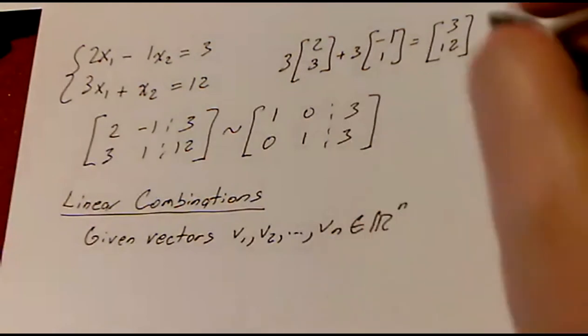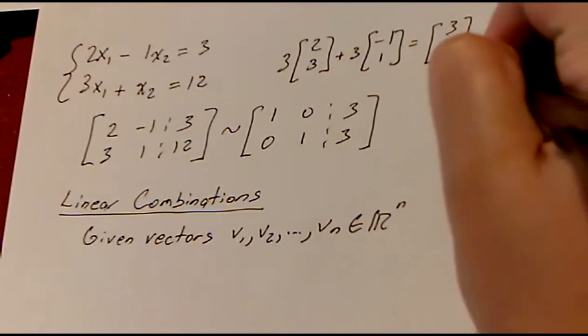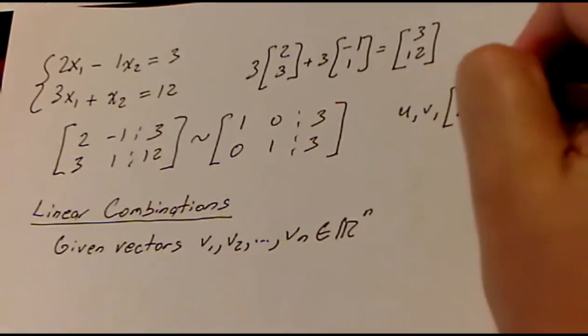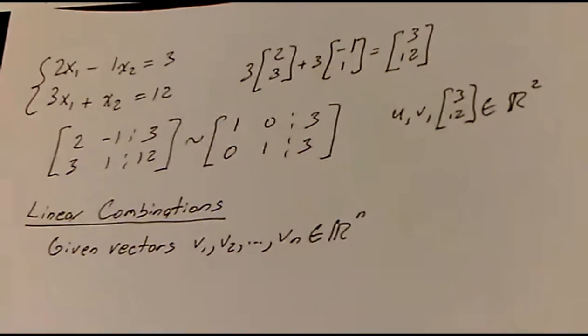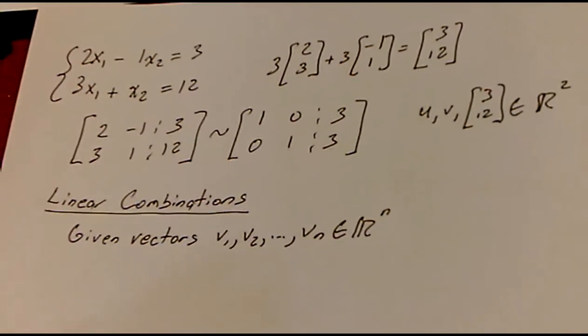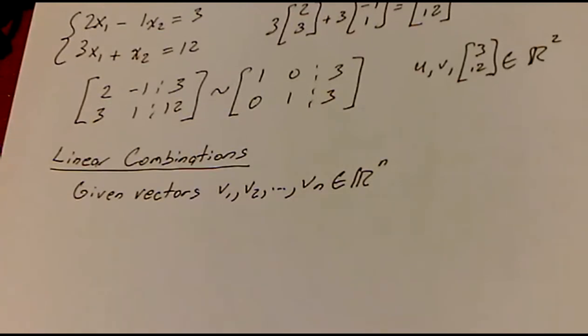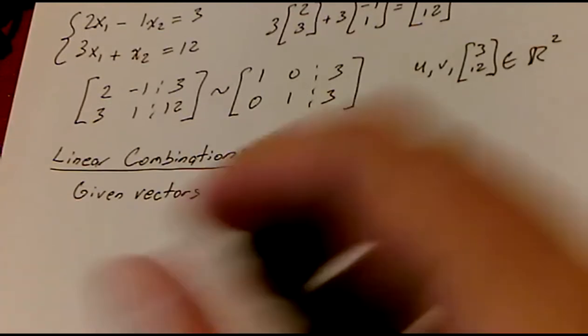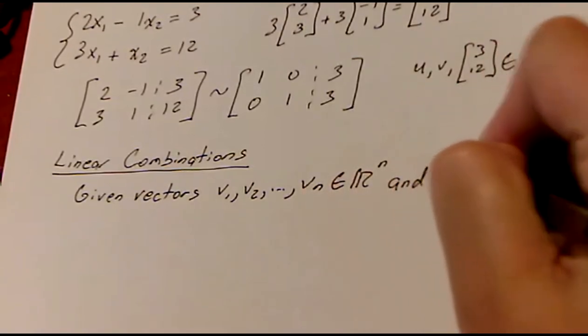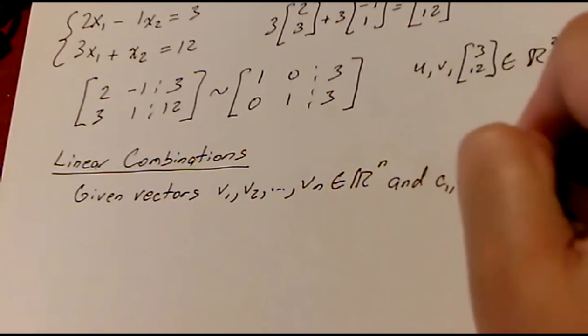So the vectors I had before, u and v, and then the vector 3, 12 that we just dealt with, these three vectors are in R2. Why R2? Because they have two coordinates. R2 is your conventional Cartesian coordinate plane that you're so familiar with, the XY axes. Those vectors are in R2. So for my definition, I have vectors in Rn. Maybe they're 3-dimensional, 4-dimensional, 5-dimensional, whatever it might be. And then I also have a list of scalars, c1 through cn.